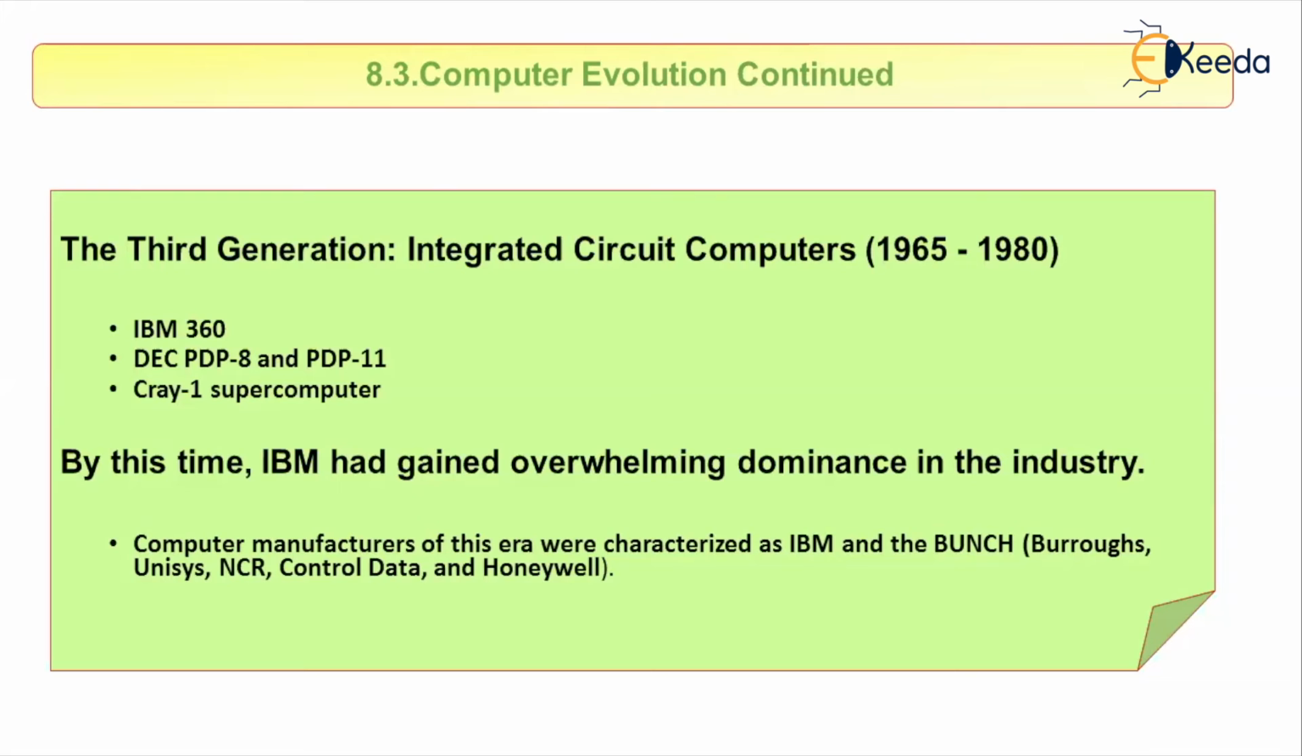Now there were two players, where we say that computer manufacturers of this era were characterized as IBM and the BUNCH. Now you would be thinking, what do you mean by BUNCH? You have not heard something called BUNCH. Yes. B stands for Burroughs. U stands for Unisys. N stands for NCR. C stands for Control Data. And H stands for Honeywell. So IBM and BUNCH. So apart from IBM, there were five other companies who were also doing research with respect to the evolution of computers during this time.